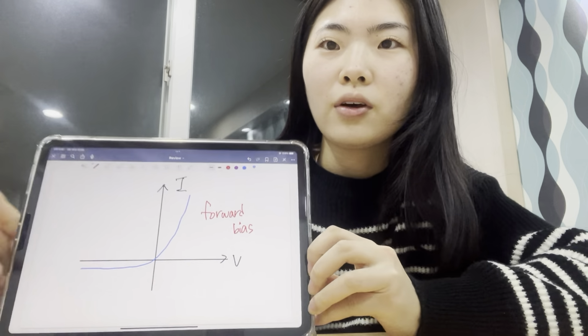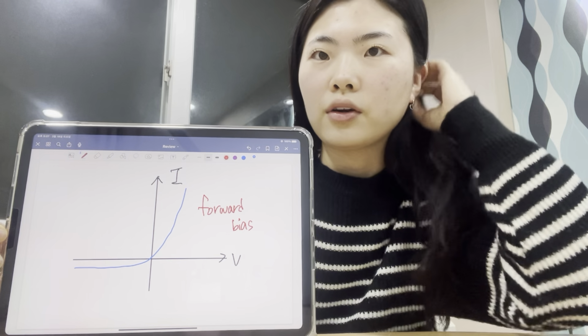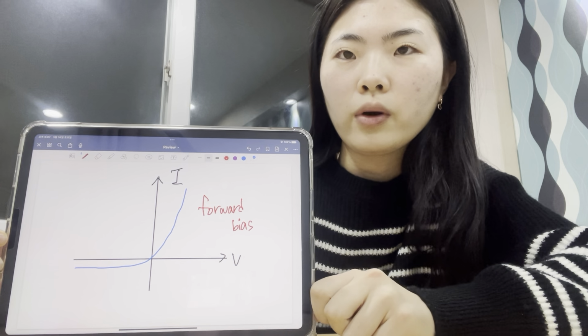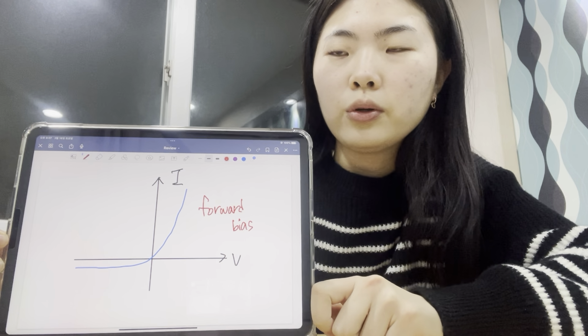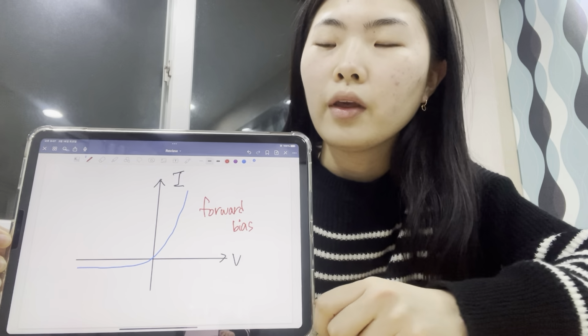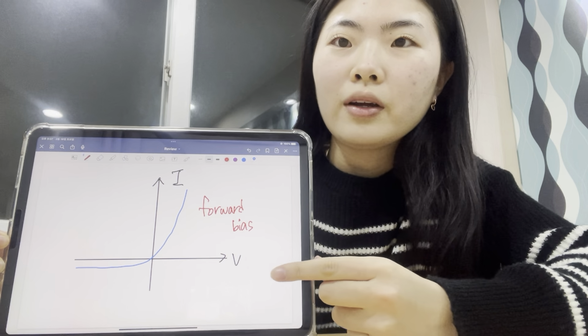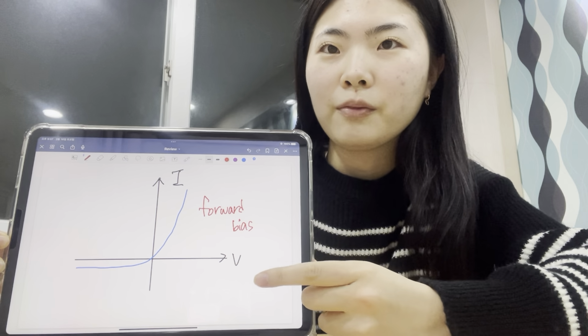in this part. So we should know the characteristic of the current when a specific bias is put to the PN junction. So we reviewed the IV curve first.